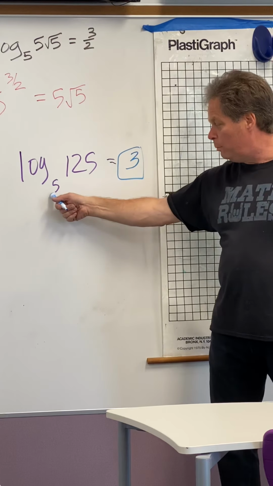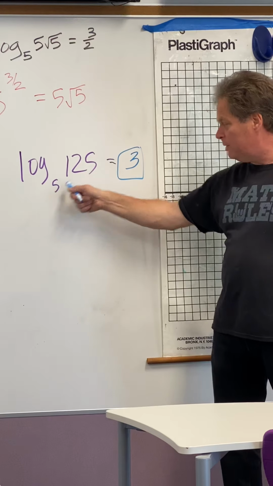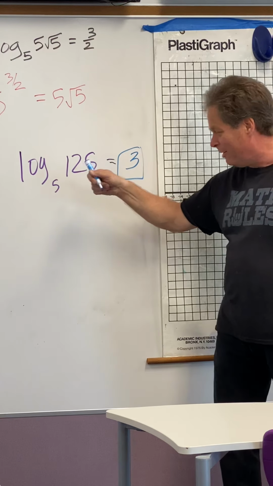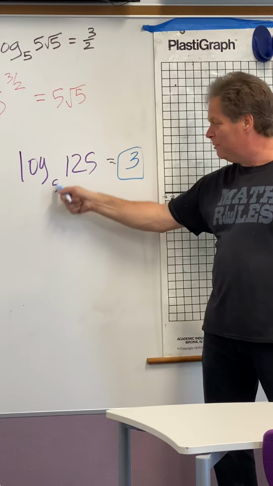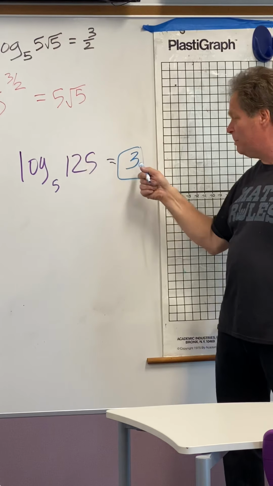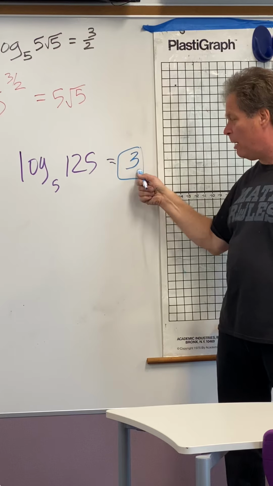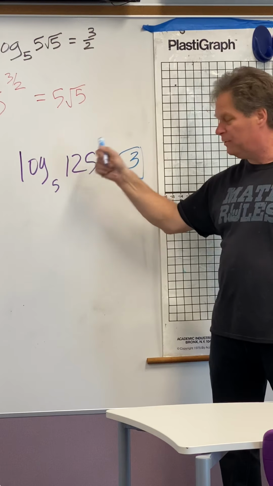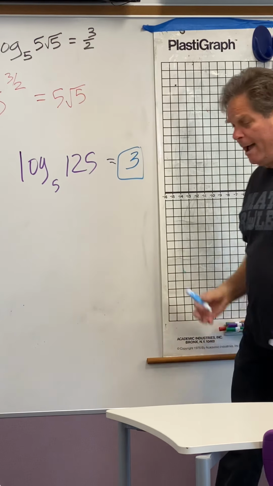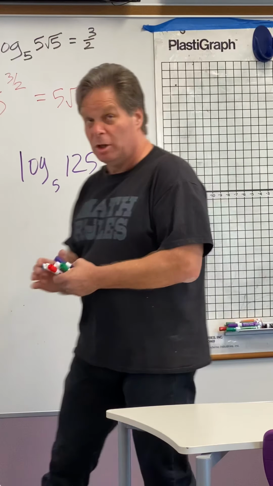So sometimes you could just look at a logarithm like that and just see what the answer is, right? What power do you have to raise this guy to get this for an answer? Turns out to be 3. So log base 5 of 125 is 3 because this is the power you have to raise this guy to get this answer.